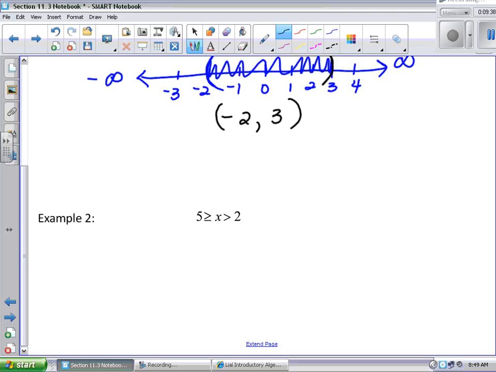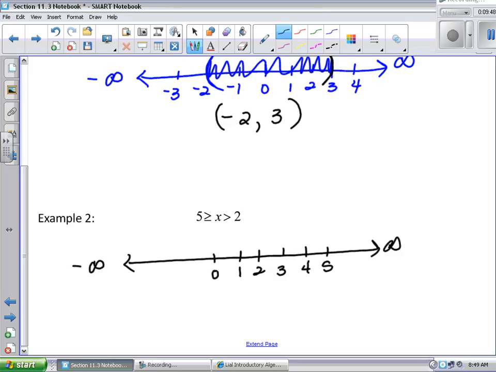So let's do a second example. Again, we're going to draw our number line. I have 5 and I have 2. So my x is in between those two numbers. I need to shade in between 5 and 2 on my number line.